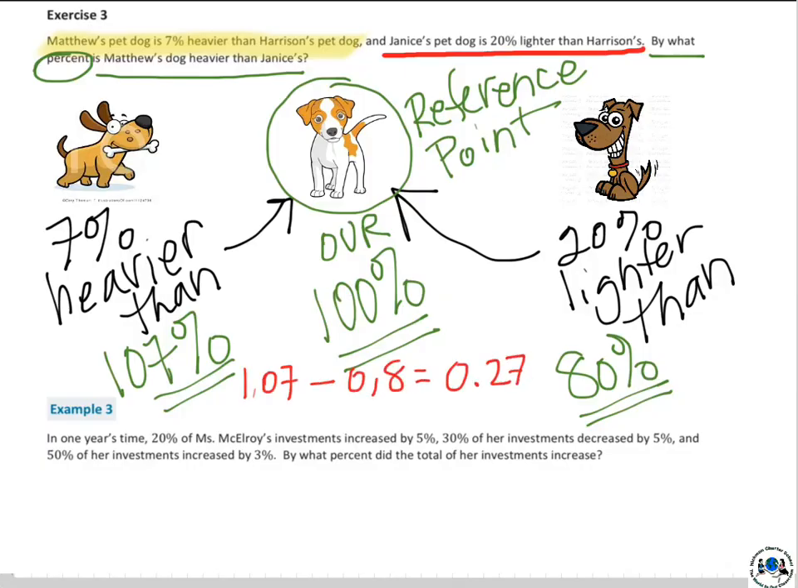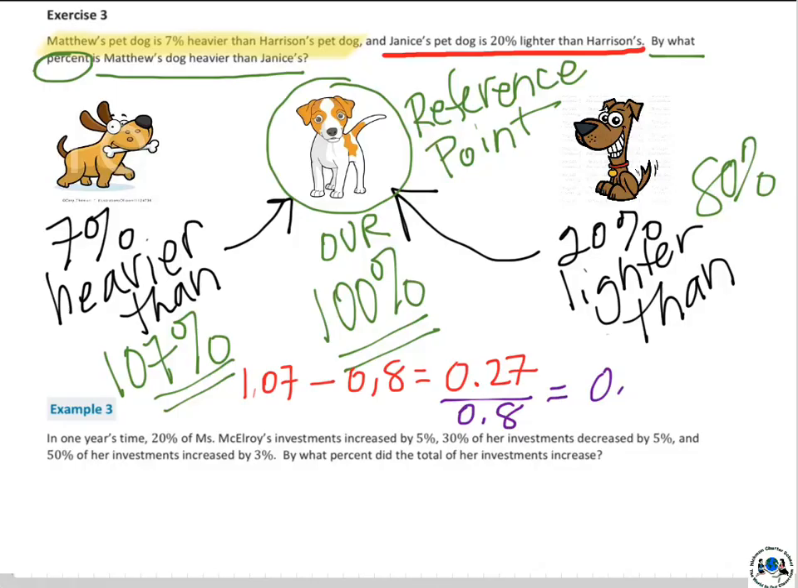And the same exact thing, we have 1.07, which is 107% as a decimal, minus 0.8, which is 80% as a decimal, gives us 0.27. Okay, 0.27. Therefore, we go ahead and use, again, Janice's dog now as 80% as our whole, because we are asking that same question: what percent is Matthew's chunky dog heavier than Janice's skinny dog?